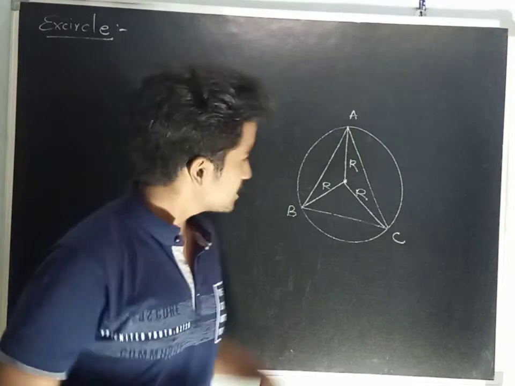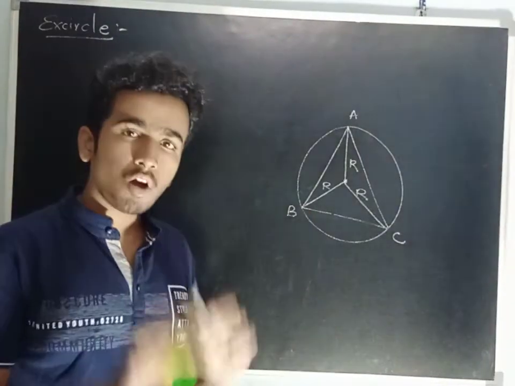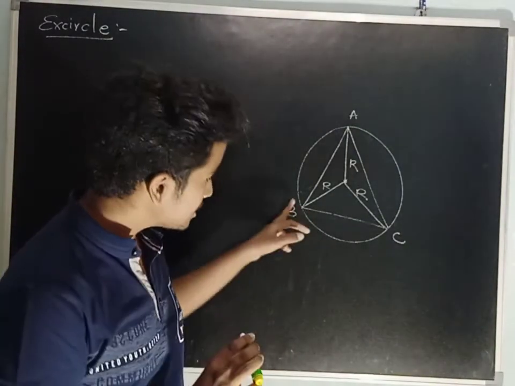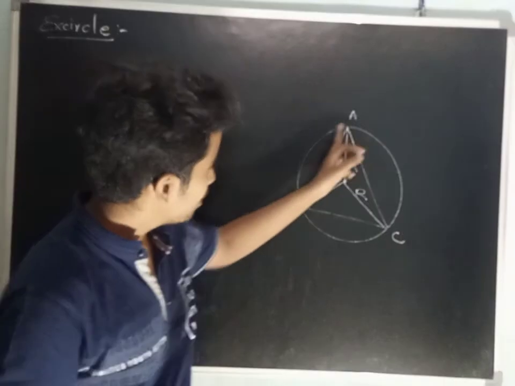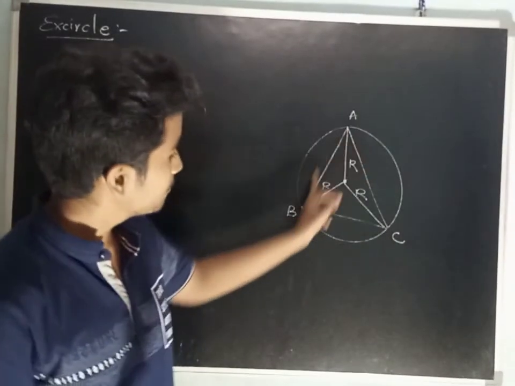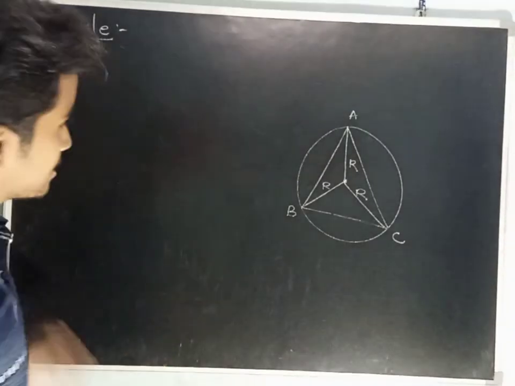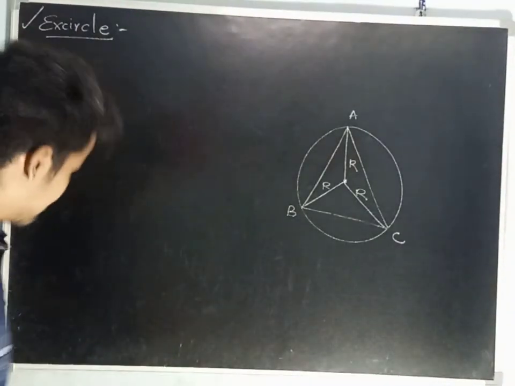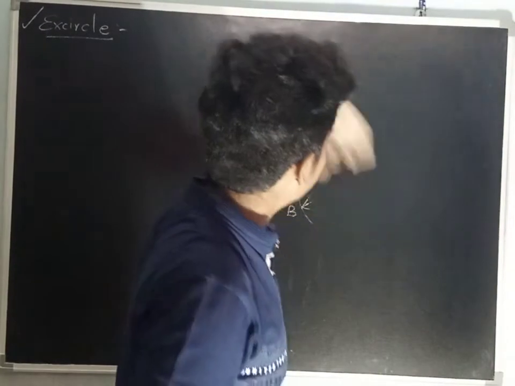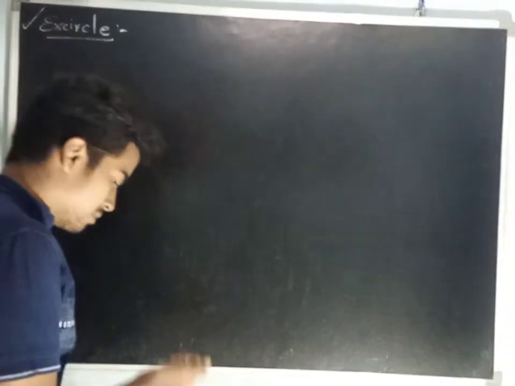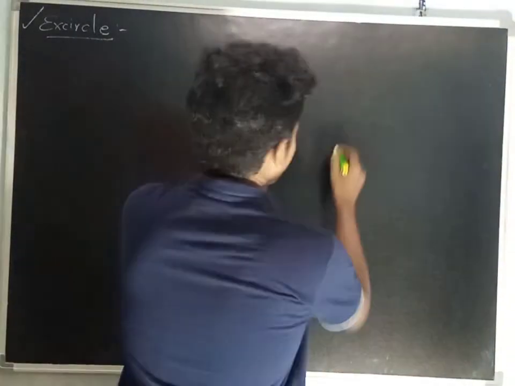Circumcircle is nothing but a circle drawn outside the triangle so that it passes through the three vertices of the triangle. It is called the circumcircle. Right? Let me draw this diagram neatly and make you clear with the concept.